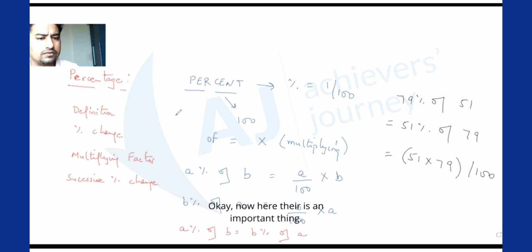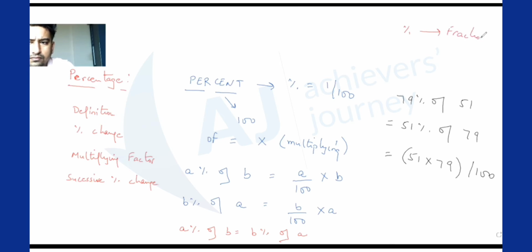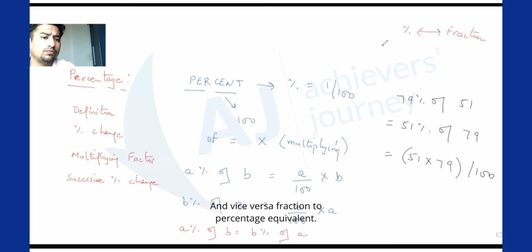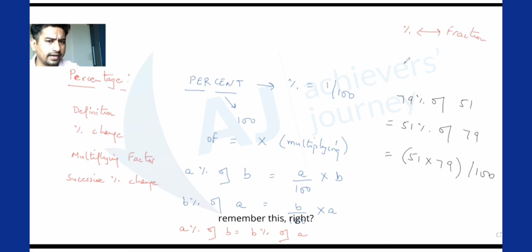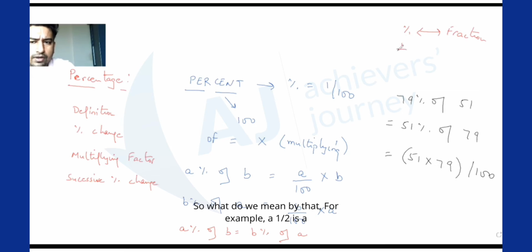Okay, now here there's an important thing. What we call it is percentage to fraction equivalent, and vice versa, fraction to percentage equivalent. You should always remember this, right? It is important that you remember this, right? So what do we mean by that? For example, 1 by 2 is 50%, 1 by 3 is 33.33%, right?